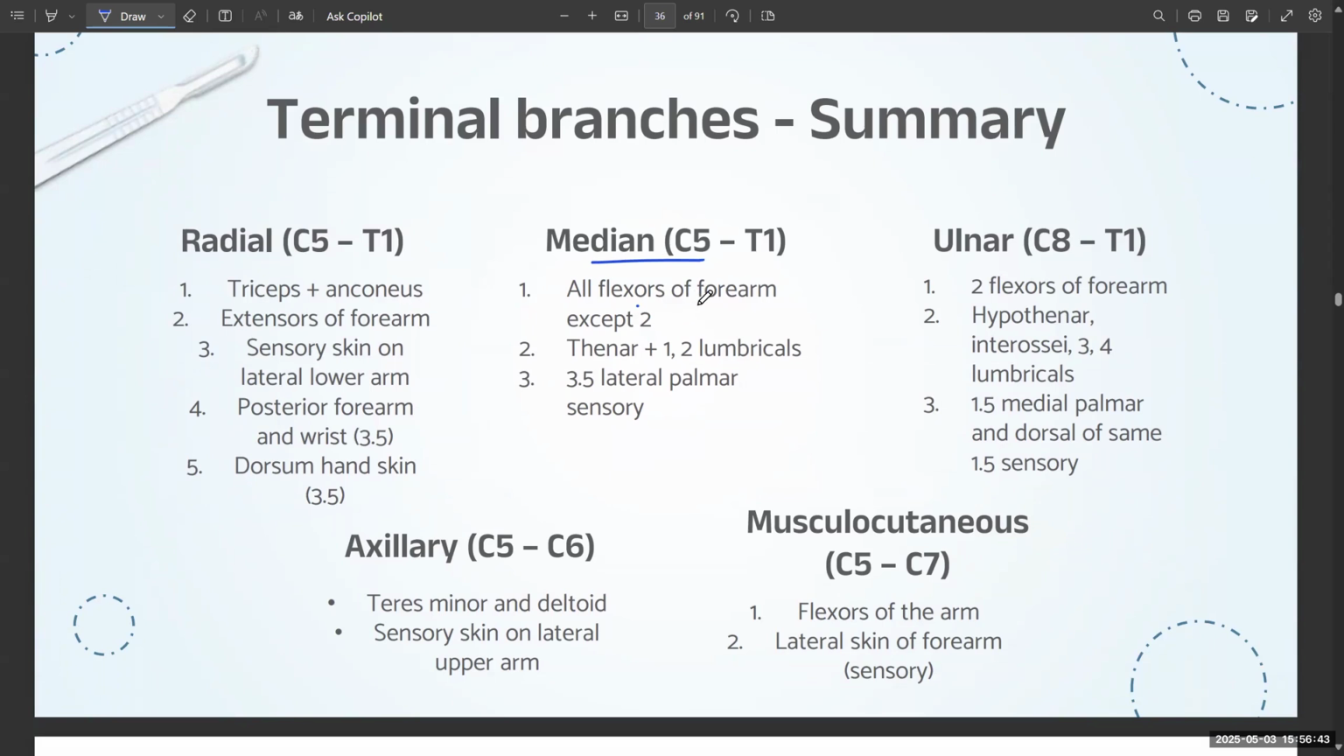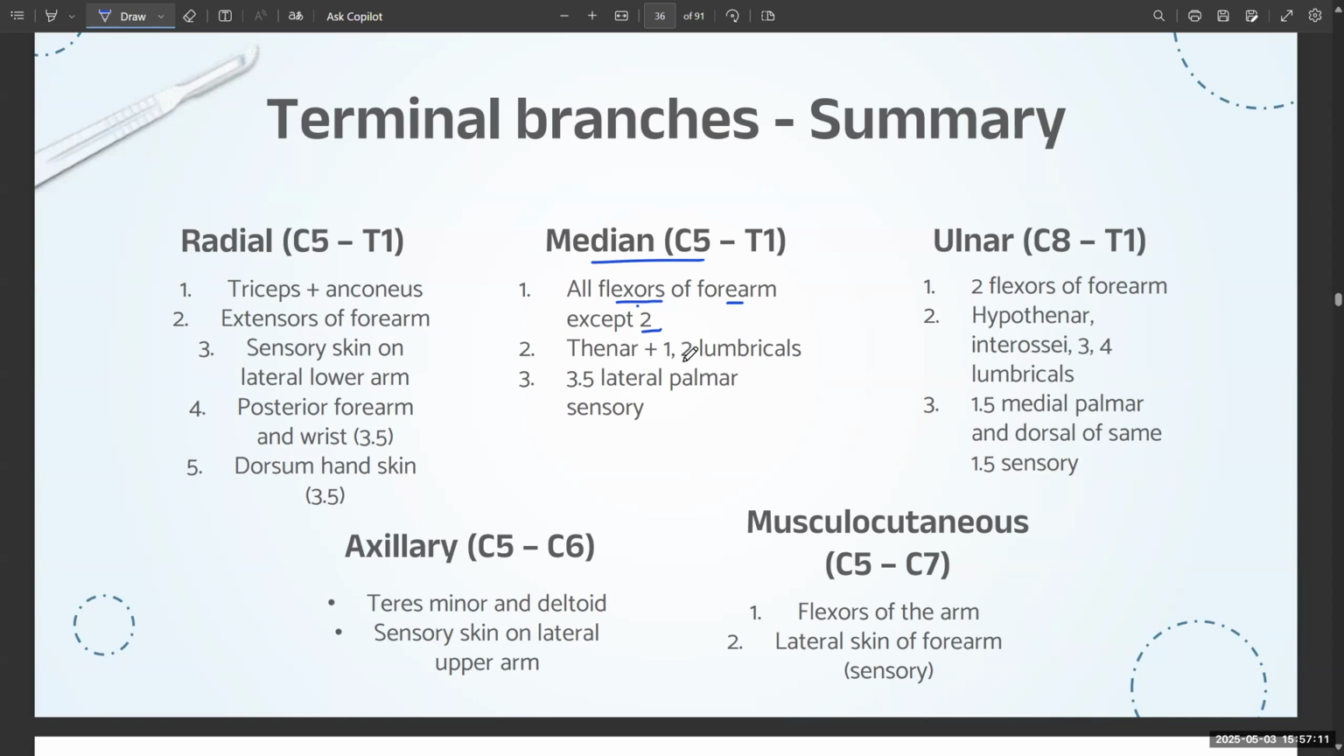Median, C5 to T1 again. All flexors of the forearm except for 2. Now, you have all these flexors in the forearm, and the median nerve is supplying them. The 2 exceptions are flexor carpi ulnaris and the medial half of FDP, flexor digitorum profundus.